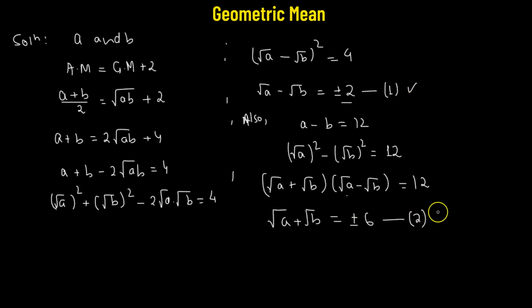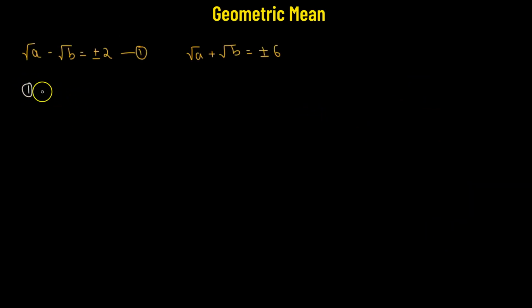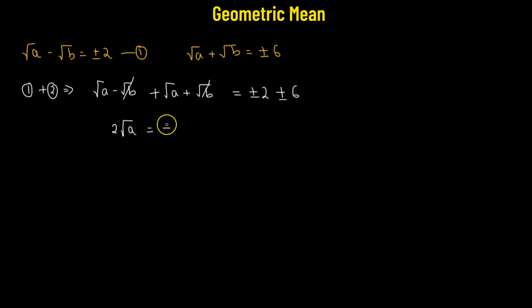Now we will use equation number 1 and equation number 2 to obtain the values of a and b. First, let's add equation number 1 and equation number 2. So we get (square root of a - square root of b) + (square root of a + square root of b) = plus or minus 2 plus or minus 6. So we have square root of b and negative square root of b cancelling out, giving us 2 times the square root of a, which equals plus or minus 8. So we have square root of a = plus or minus 4. Squaring both sides gives us a = 16.